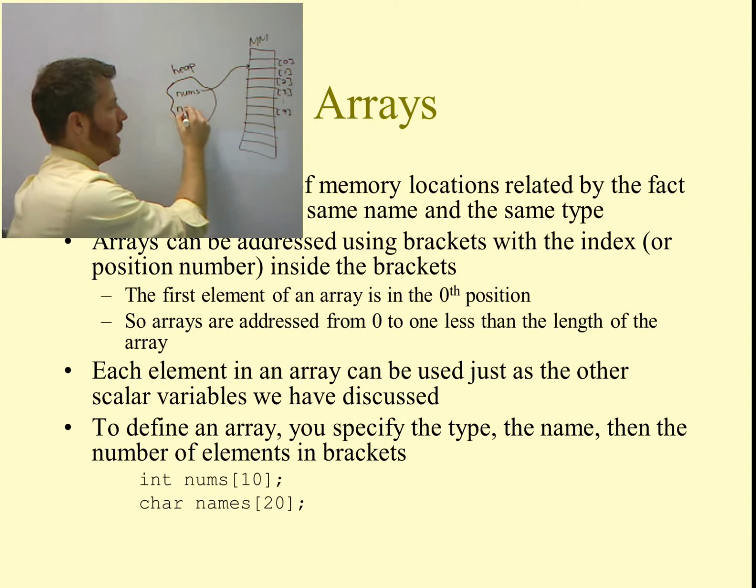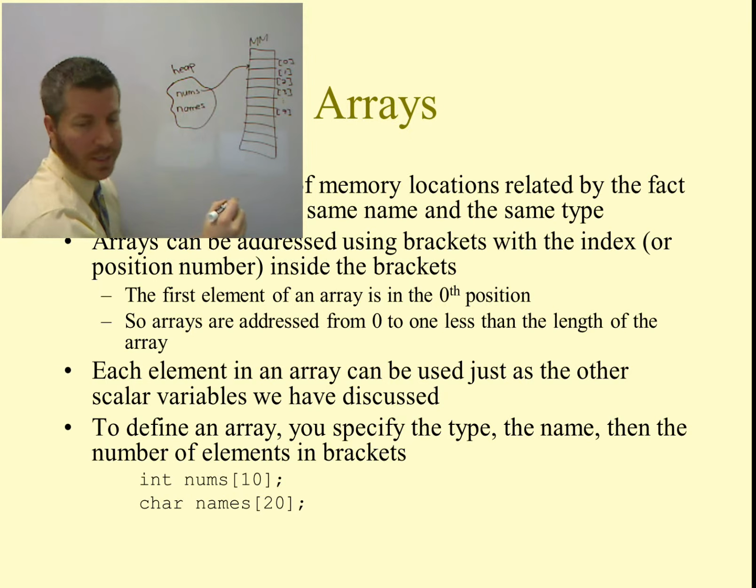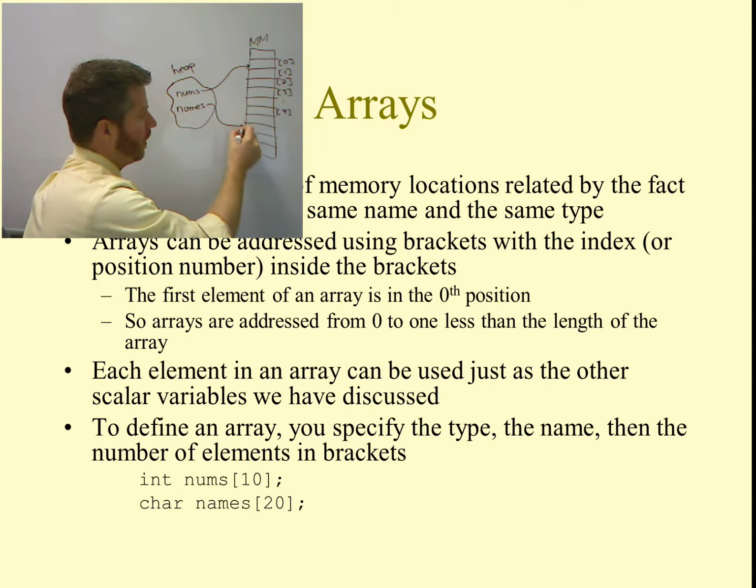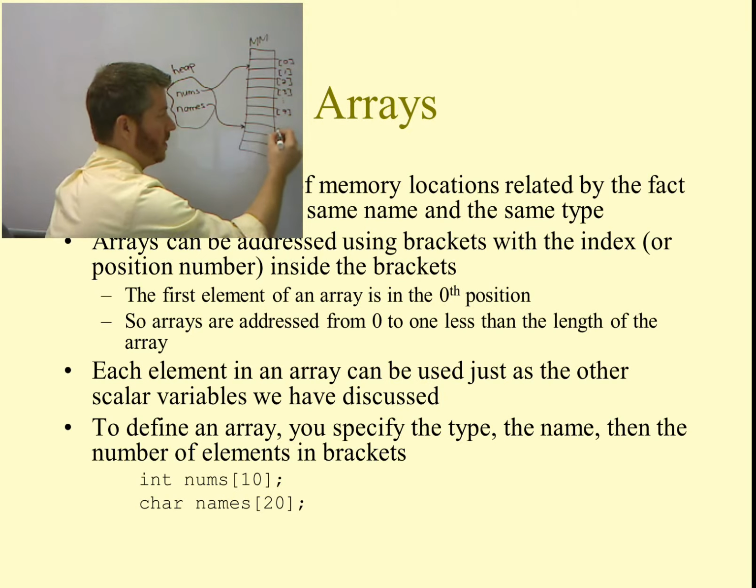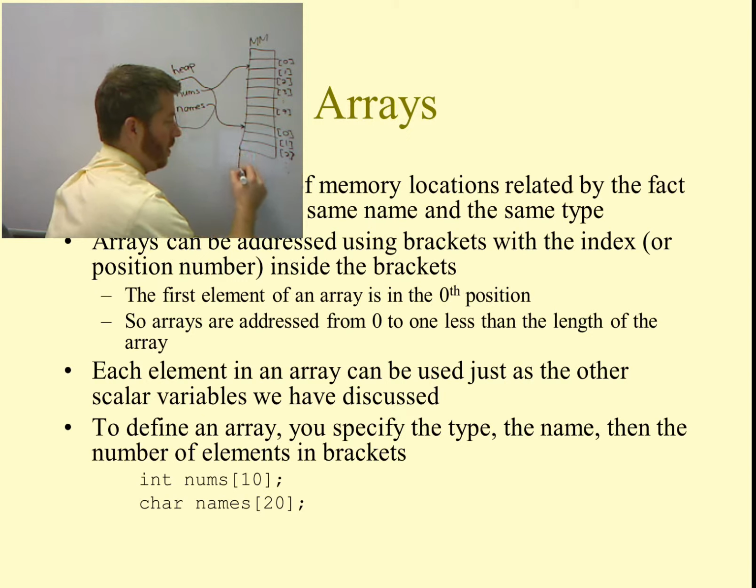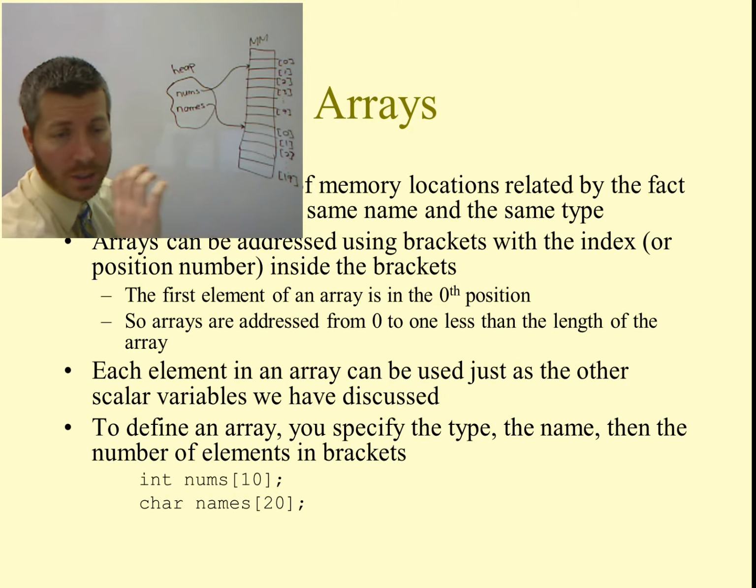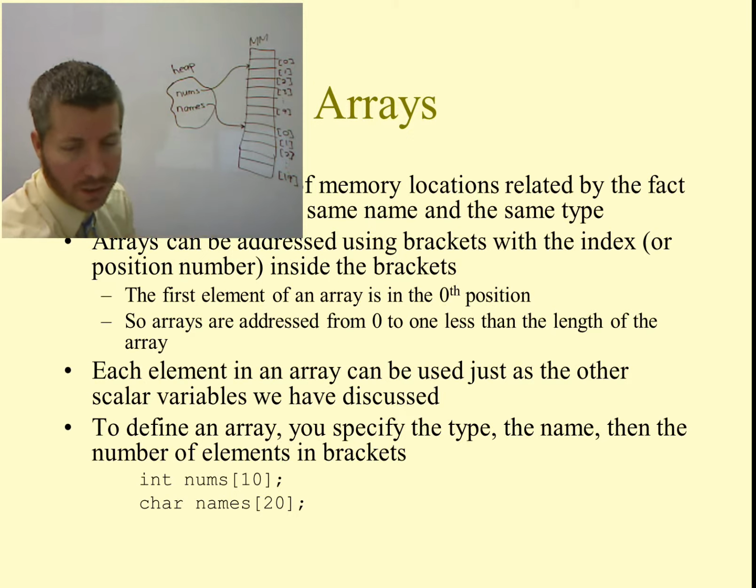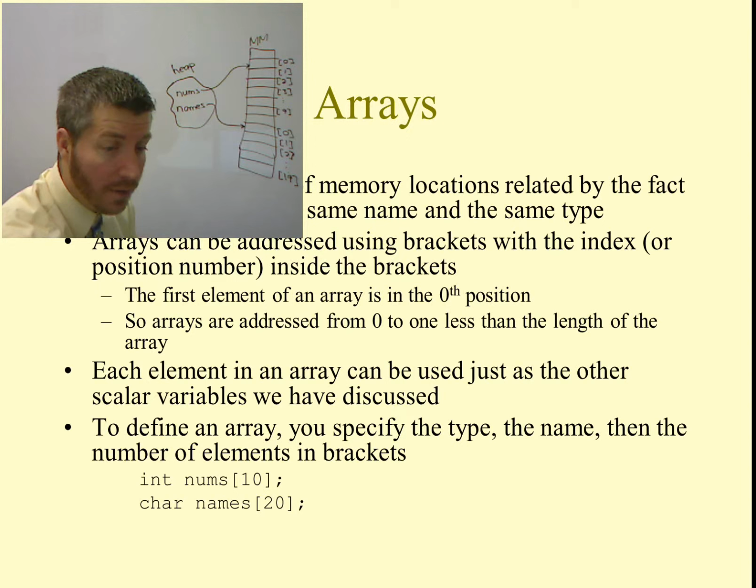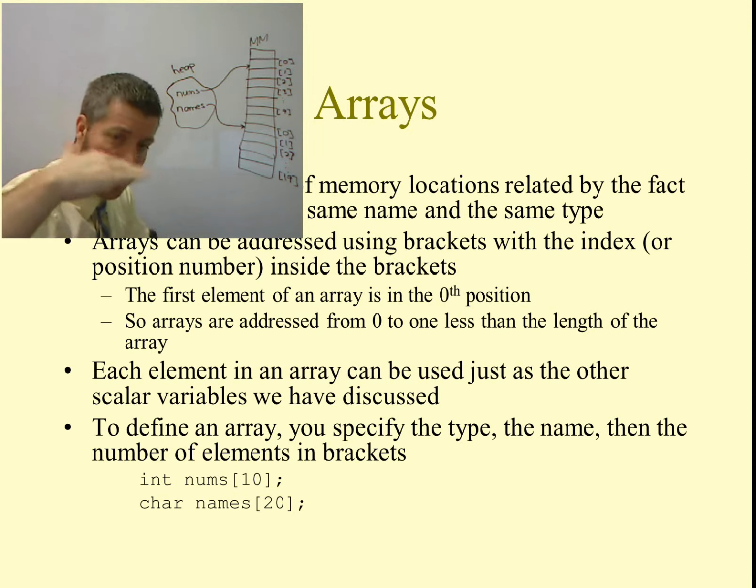Now, the variable names is going to point to its own location in memory. And at that location is where names[0] will be. And then we go to [1], [2], and so on until we get down to, in this case, names[19], since we had 20 elements in our array. All of those are going to be stored sequentially in memory, though. And that's important to note, that when we create an array, all of that space is allocated for us in memory.